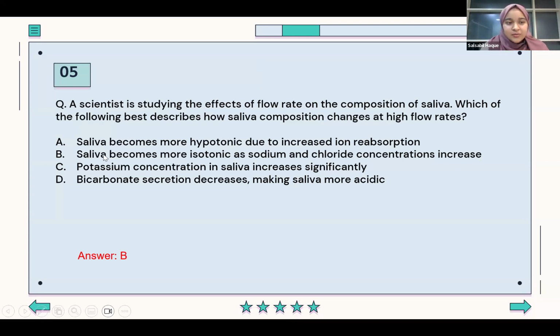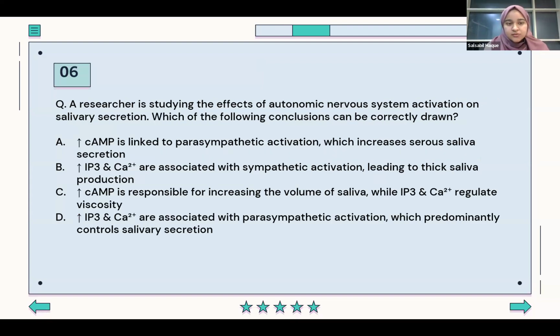Okay, so for this, I will come back to this when I recap the lecture, but let's just solve the next question and then we'll do the recap. So a researcher is studying the effects of autonomic nervous system activation on salivary secretion. Which of the following conclusions can be correctly drawn? Okay, let's see if the answer is D, and it is D, right?